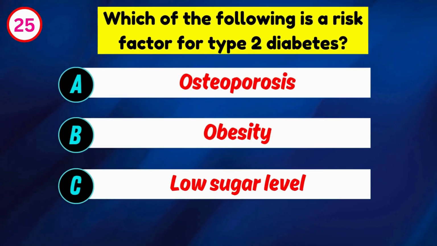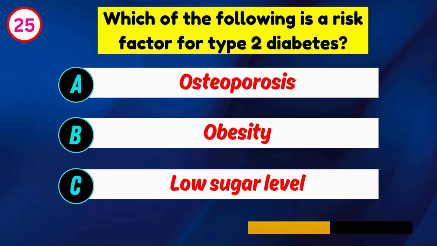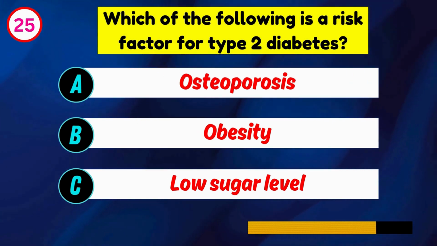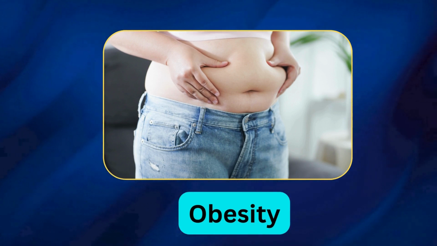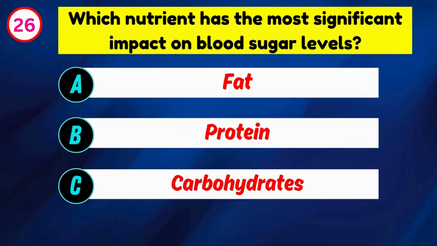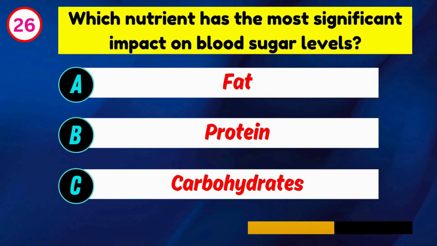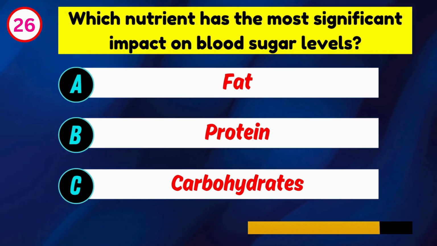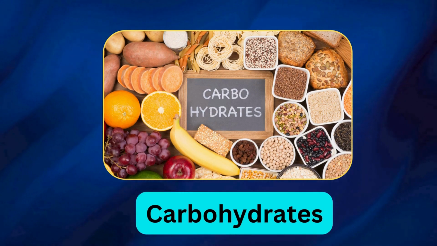Which of the following is a risk factor for type 2 diabetes? Osteoporosis, obesity, low sugar level. Obesity. Which nutrient has the most significant impact on blood sugar levels? Fat, protein, carbohydrates. Carbohydrates.